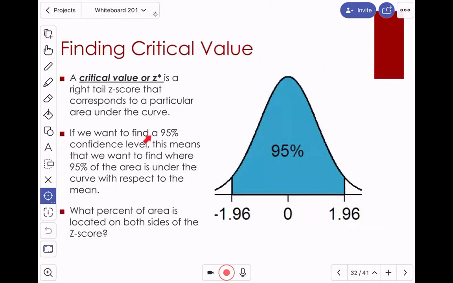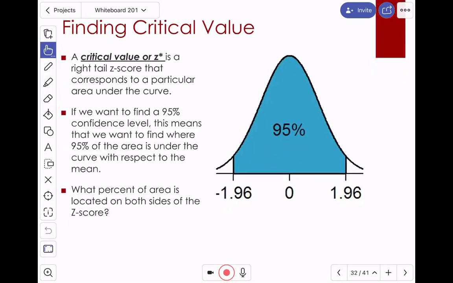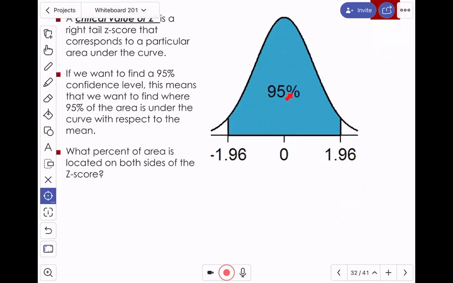So here's how we do this. If we want to find 95% confidence level, this means that we want to find where 95% of the area is under the curve, right? So the way we do it, I put 95% underneath the curve. What percentage of the values are not underneath the curve then? If 95% underneath, how much is not underneath? 5% is outside. But we have to split that 5% in two tails.